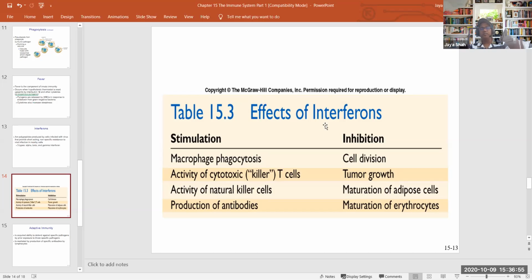At the same time, interferon has some inhibition functions: it inhibits cell division, it inhibits growth of tumors, and it also inhibits maturation of adipose cells and maturation of red blood cells, erythrocytes.